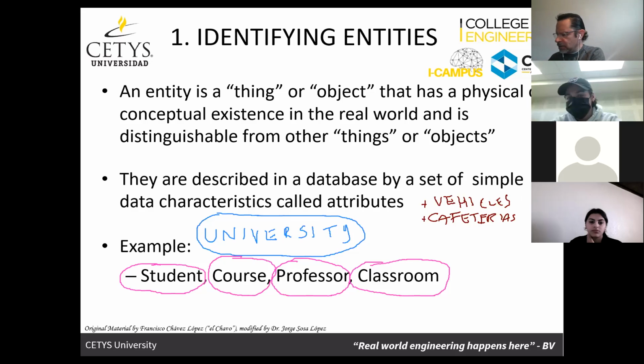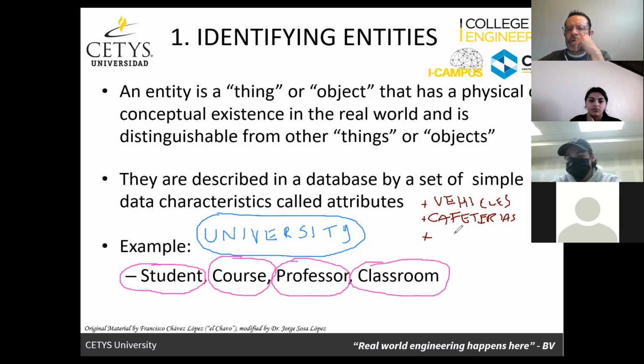Somebody else, other things that are in a university besides vehicles and cafeterias. You guys are the COVID-19 generation. You don't remember or know what things are in the school. What other things are in the school that you can think about? Fernanda, what comes to mind? Besides students, courses, professors, classrooms, vehicles, cafeterias, what else is in a school, or could be in a school, or related to a school?